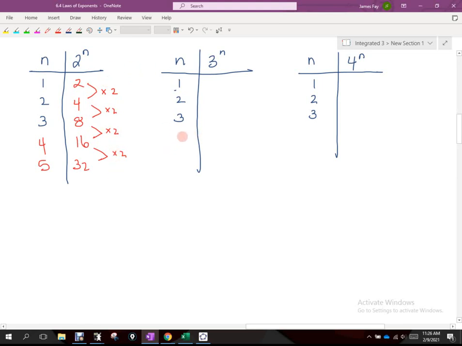Let's come over here. We'll just do 3 to the n. So 3 to the first would be 3. 3 squared would be, careful, 3 squared 9. 3 to the third would be 27. 3 to the fourth is 81. And 3 to the fifth is 243. What am I doing each time there between successive terms? Tripling it? Multiplying by 3 every time, right?